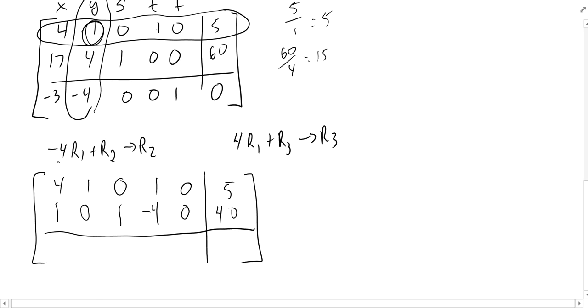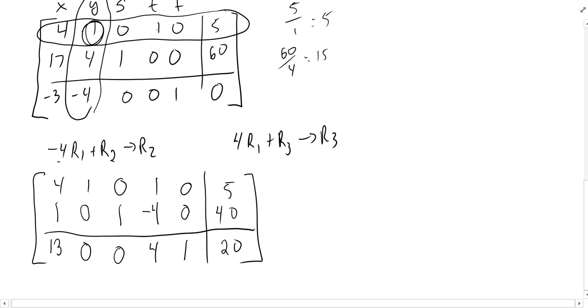All right. And then for the bottom row, I want to do 4 times what's in row 1 and add it to row 3. So 4 times 4 is 16. 16 plus negative 3 is a positive 13. 4 times 1 is 4, plus negative 4 gives you 0. 4 times 0 plus 0 gives you 0. 4 times 1 plus 0 gives us 4. 4 times 0 plus 1 gives us 1. And 4 times 5 is 20, plus 0 is 20.